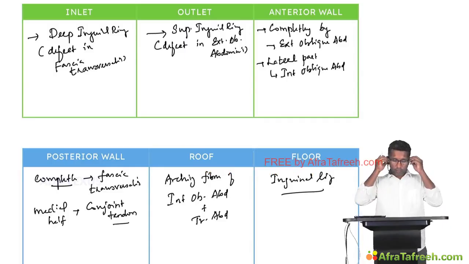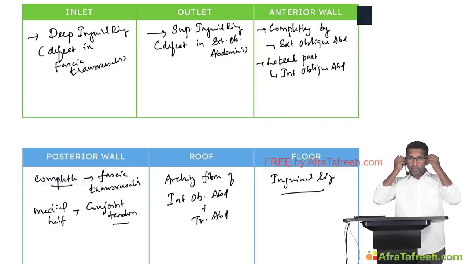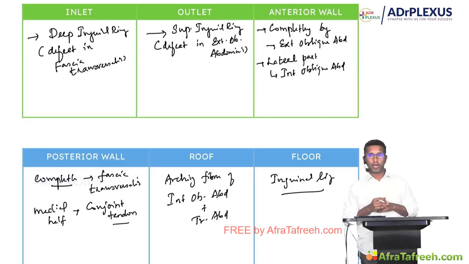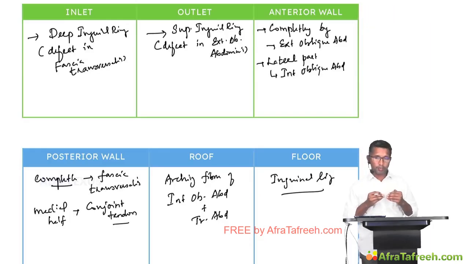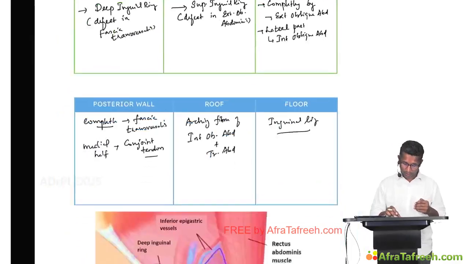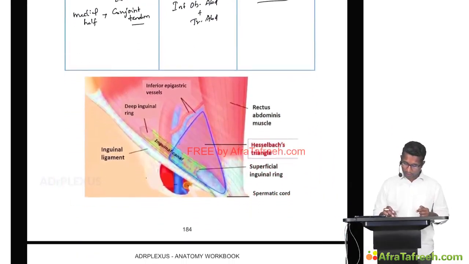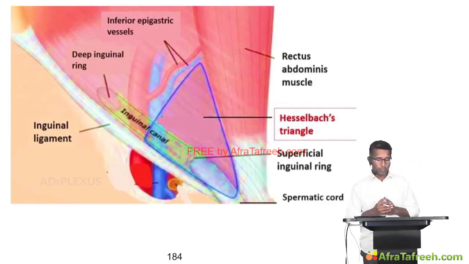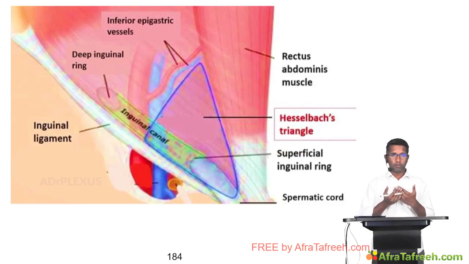So the inguinal canal is one potential area through which hernias can happen. And if you want to understand the hernia, you need to understand a little bit more of the anatomy around this inguinal region. So we'll go to the next important part of the inguinal region. When you look into the inguinal canal from the posterior side, you can see these structures.